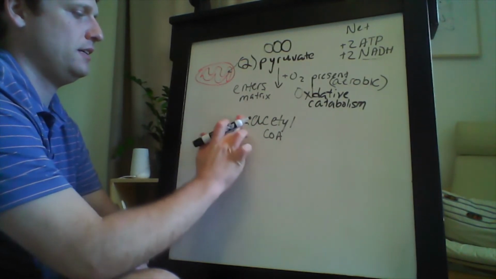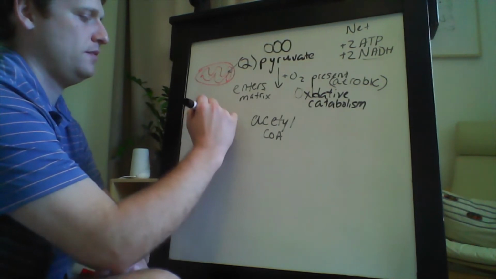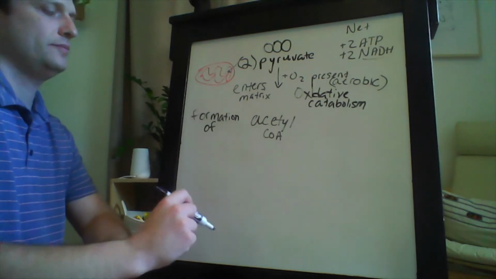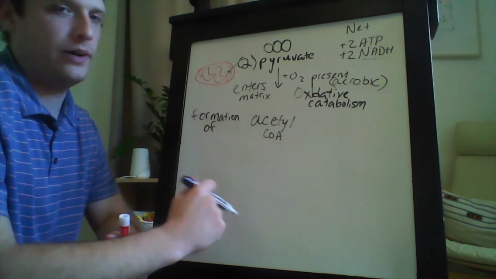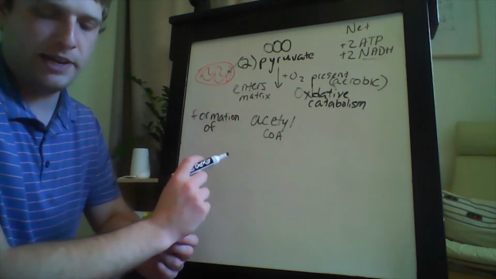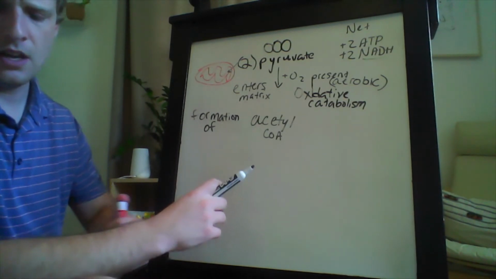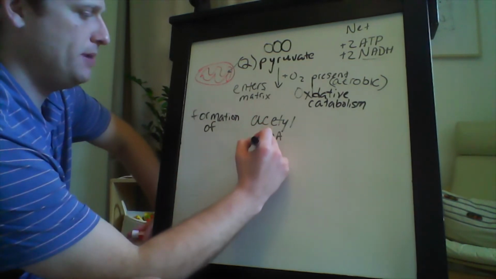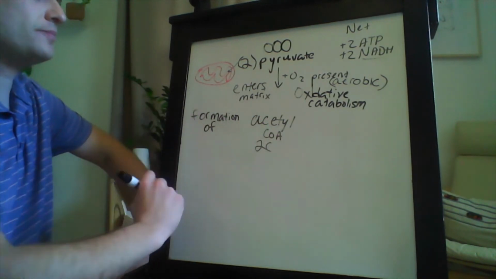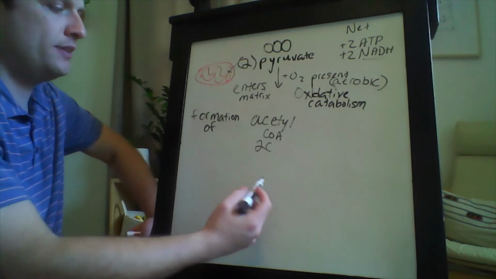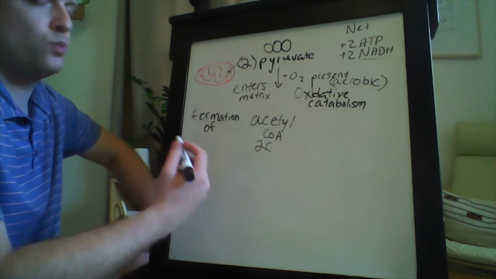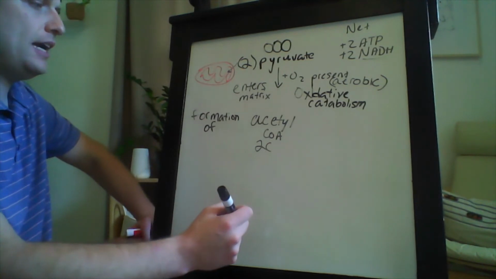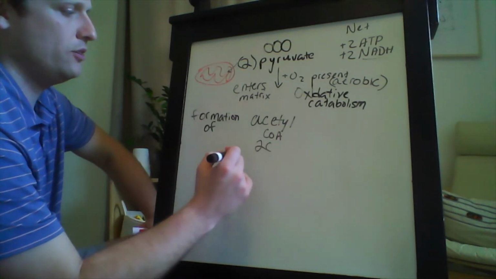I'll write that out again. So formation of acetyl-CoA occurs again inside that mitochondrial matrix. And what acetyl-CoA is, it's actually going to be a 2-carbon molecule. But more important than how many carbons it has is where it's going to go, what's going to happen to acetyl-CoA.